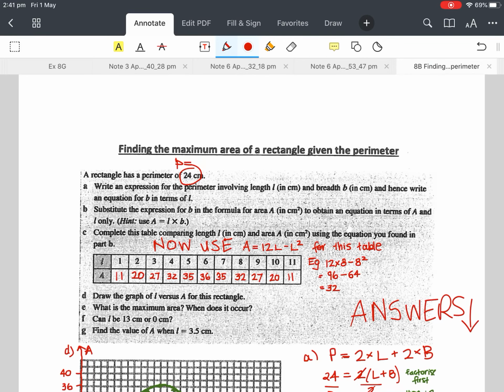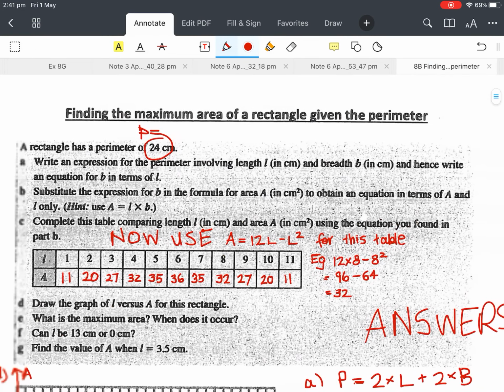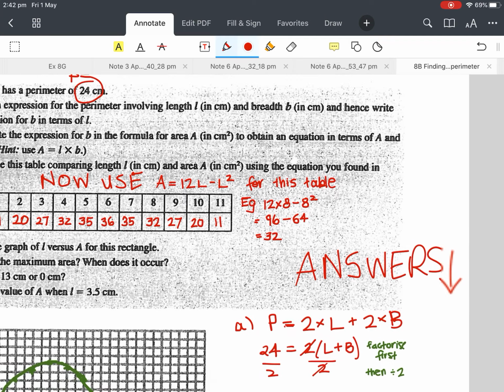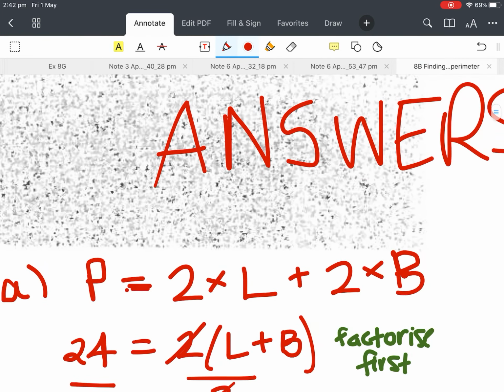Now, hopefully you know that the perimeter formula is perimeter equals 2 lots of the length plus 2 lots of the breadth. Okay, so 2L plus 2 times B. So going back to the question, it says we have to write an expression, that's usually an algebraic expression, for the perimeter involving the length L and the breadth B, and hence write an equation for B in terms of L. So what that means is, if we have a look down here, it means use that perimeter formula, P equals 2L plus 2 times B.